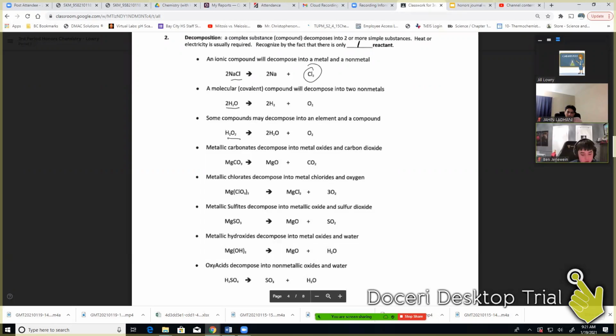A metallic carbonate, and remember a carbonate is your CO3 with a -2. So that's my carbonate right here. Metallic just means it's combined with a metal. It's going to decompose into that same metal with an oxygen and CO2. CO2, you don't have to worry about charges. You know how to write that. This is an ionic compound, so you're going to have to check your charges and make sure that you've written it correctly.